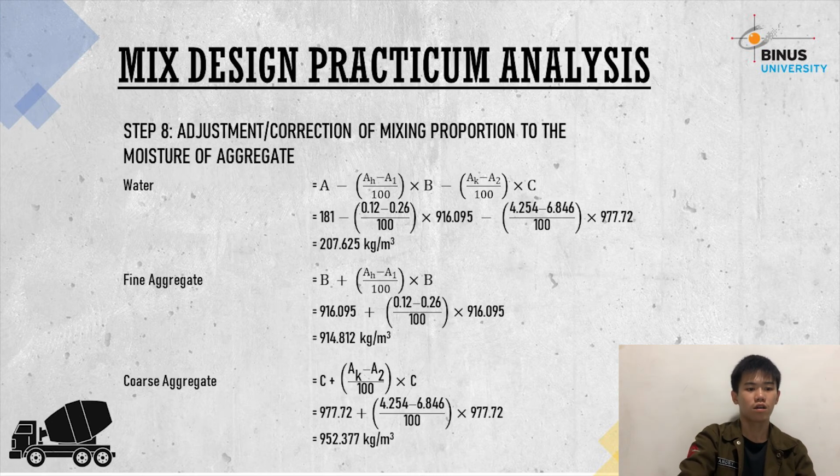So, the final step will be adjusting the mixture proportion. To adjust the value of water, fine aggregate, and coarse aggregate, the formula is shown here. The water content and absorption of fine and coarse aggregate will be used in this formula. After doing the calculation, the amount of water, fine aggregate, and coarse aggregate will be 207.625 kg per cubic meter, 914.812 kg per cubic meter, and 952.377 kg per cubic meter.